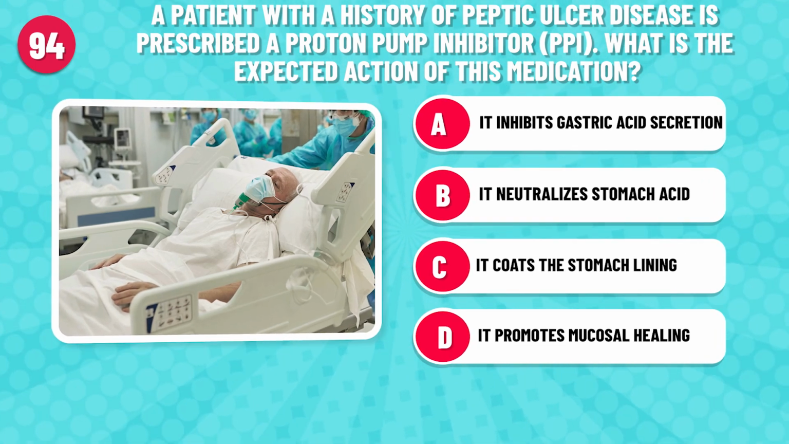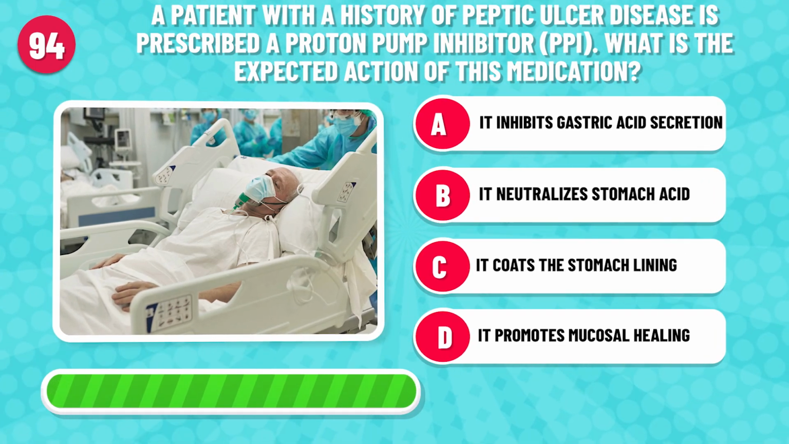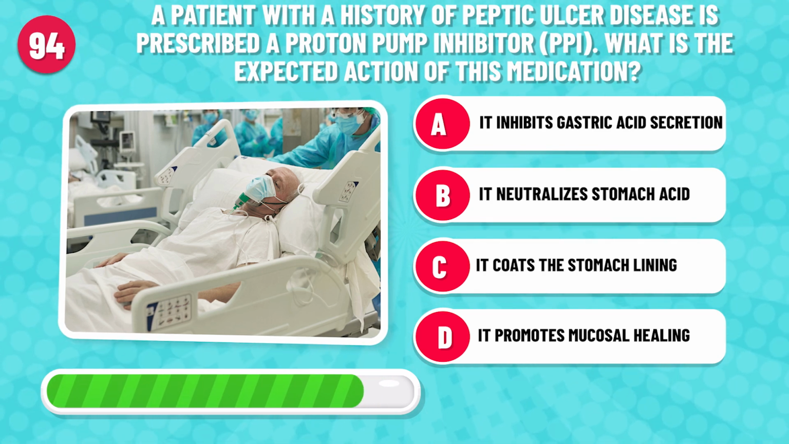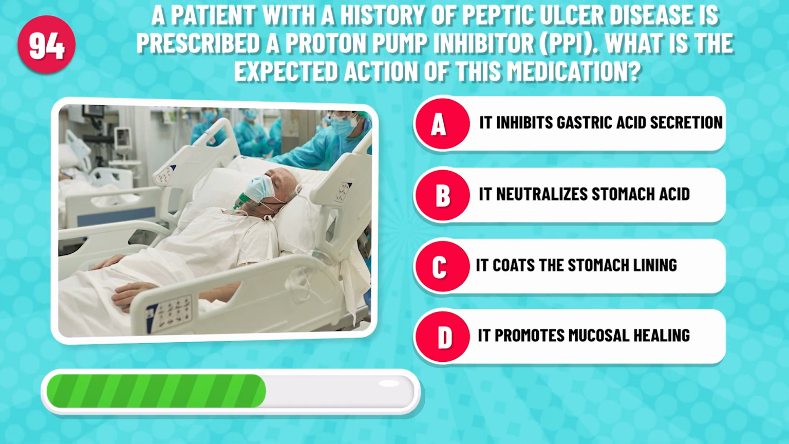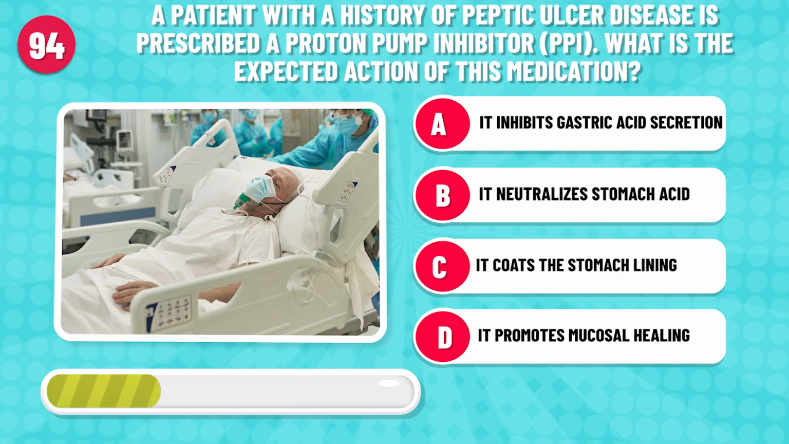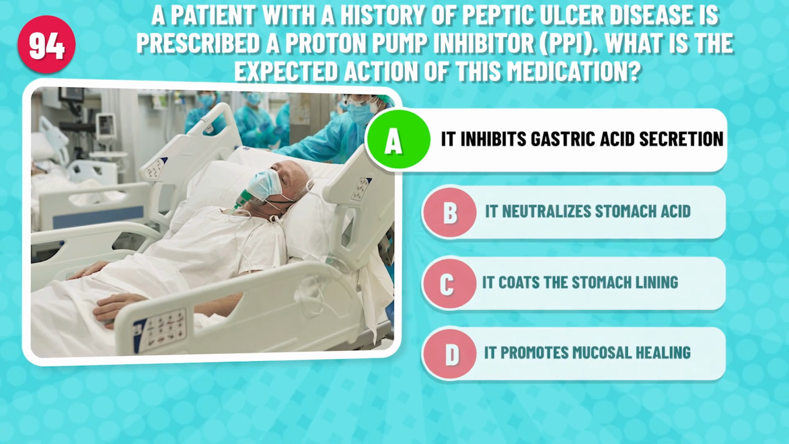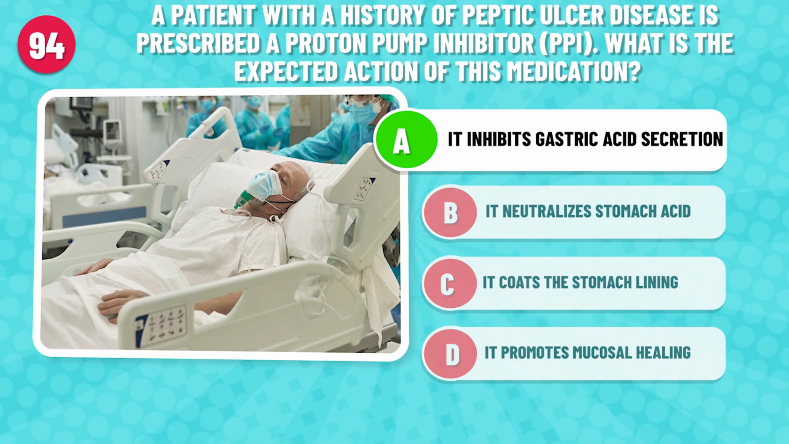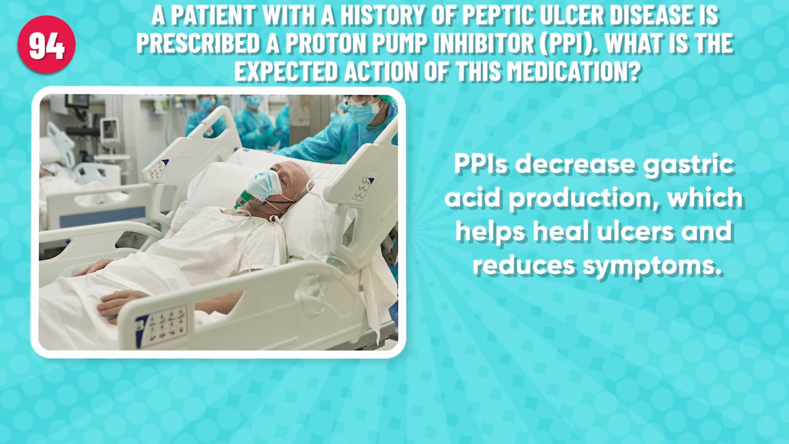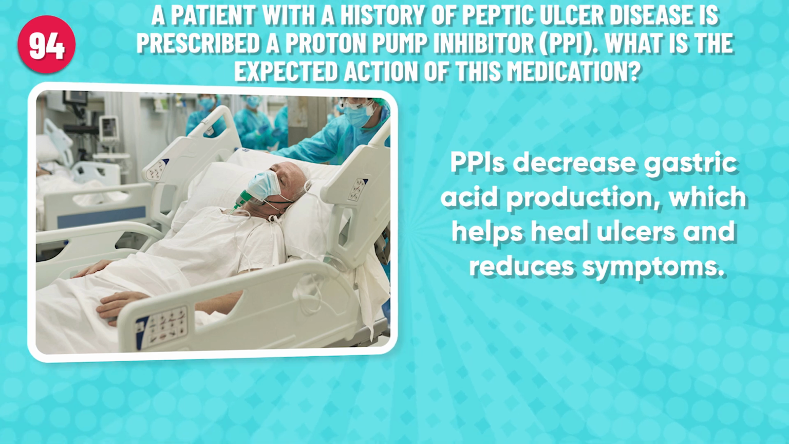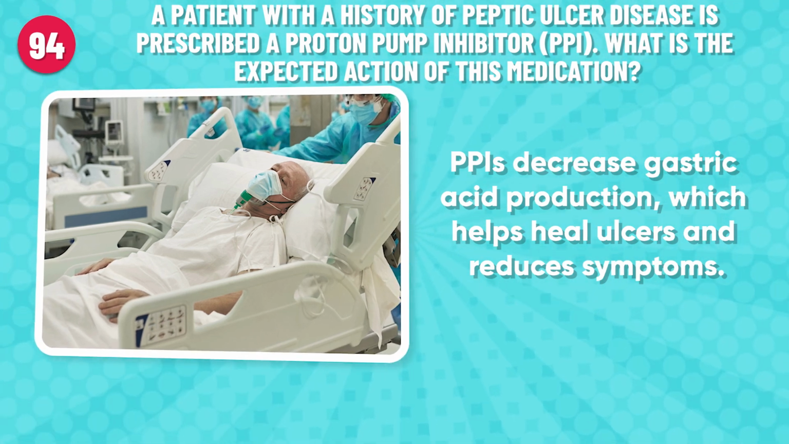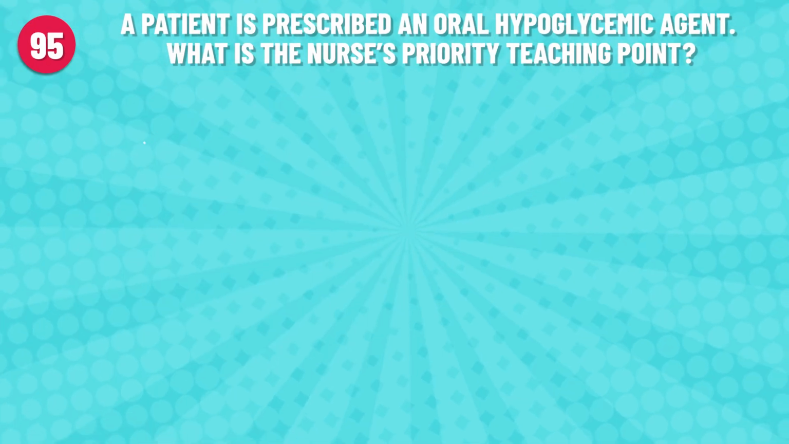A patient with a history of peptic ulcer disease is prescribed a proton pump inhibitor, PPI. What is the expected action of this medication? It's A. It inhibits gastric acid secretion. PPIs decrease gastric acid production, which helps heal ulcers and reduces symptoms.